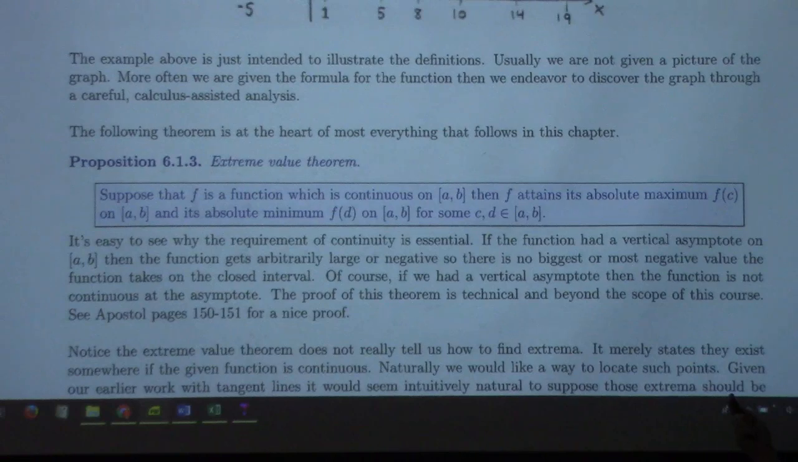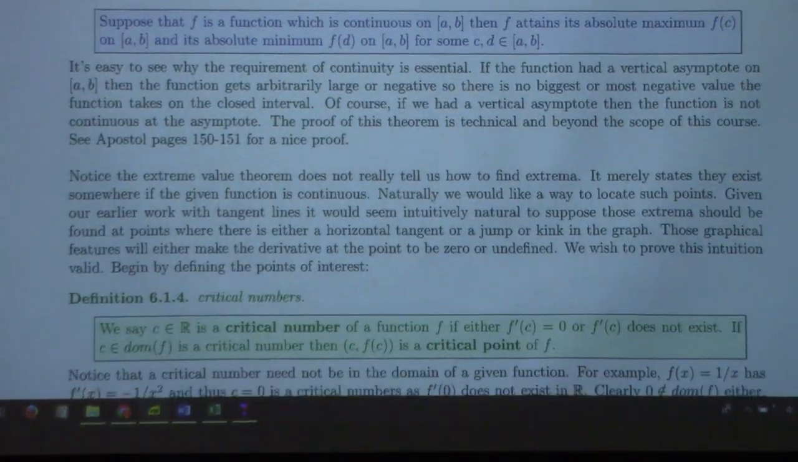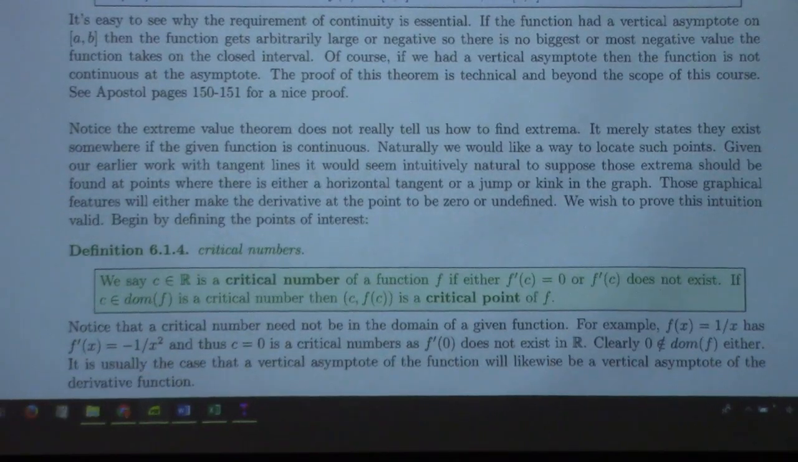That's in the details, but I don't even show them in my notes. This is actually something that you probably can't prove with calculus alone. This is actually a topological result, whatever topology is. Topology is the study of open and closed sets and continuity in more general settings. Topology is the study of continuity in the abstract. Anyway, that's the extreme value theorem.